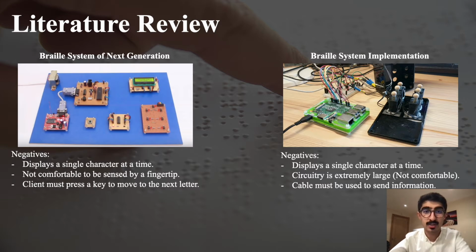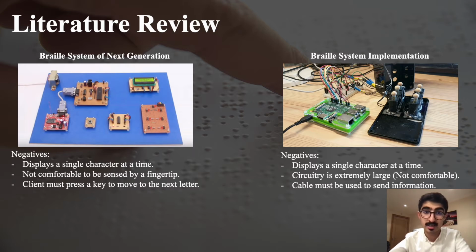The next figure shows the Braille system implementation that uses Raspberry Pi as its microcontroller. In this design, a Braille letter is displayed using solenoids, which are encapsulated by a box having 6 slots for each solenoid. I believe a few changes are needed for more improvement.